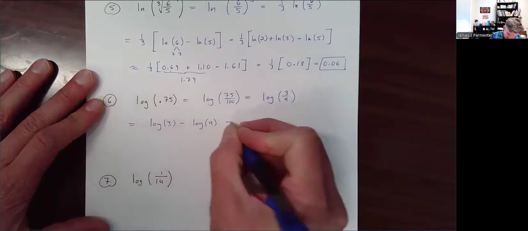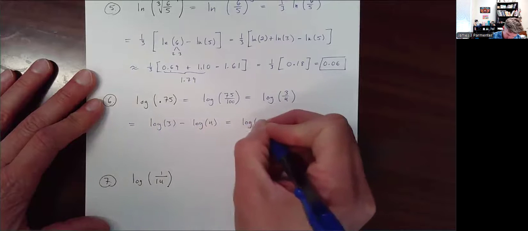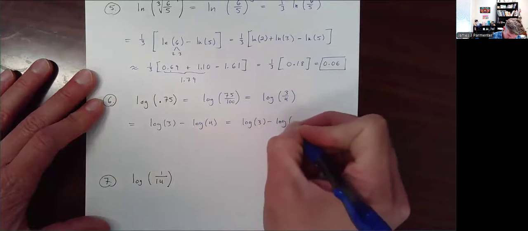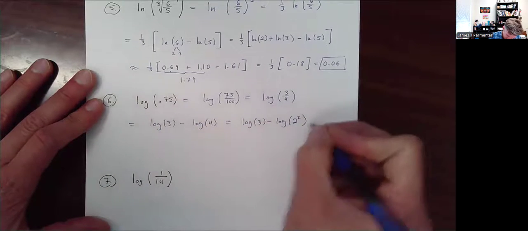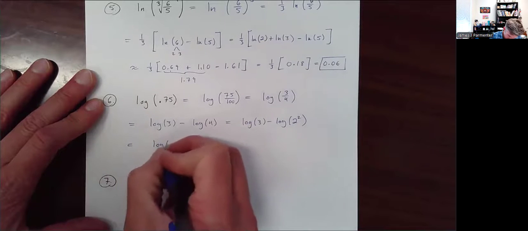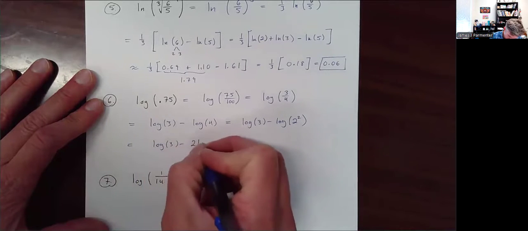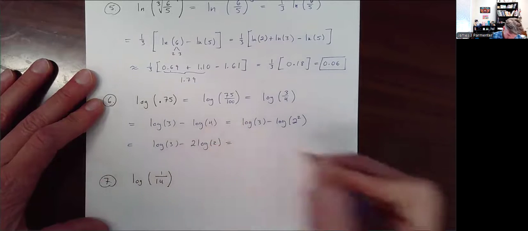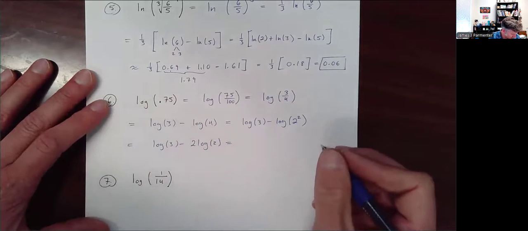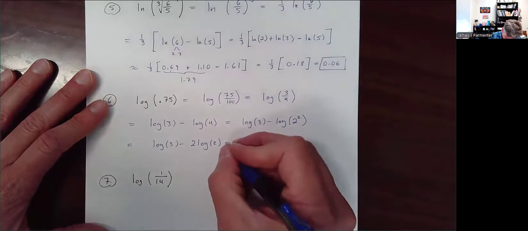And I do like using the power rule. I'm going to write this as log of 3 minus log of 2 squared. And that 2 gets to come down in front. I'm going to have log of 3 minus 2 times log of 2. Log of 3 is approximately 0.48. I should use an approximation symbol.